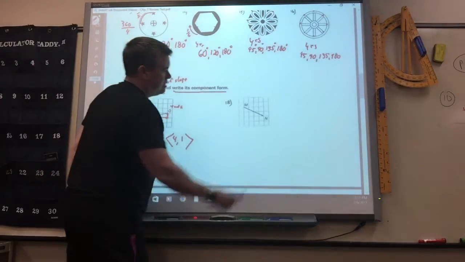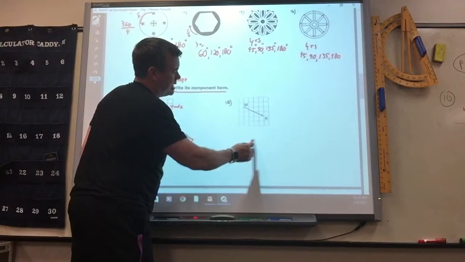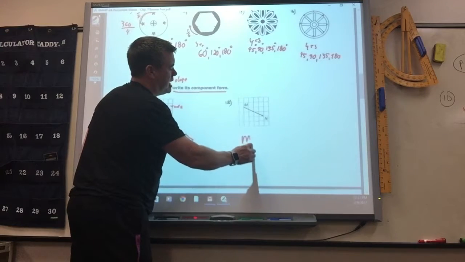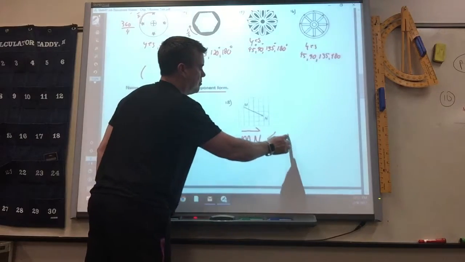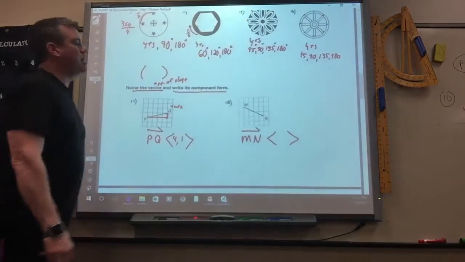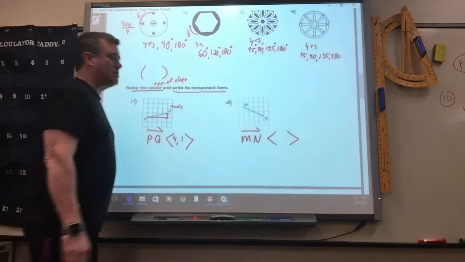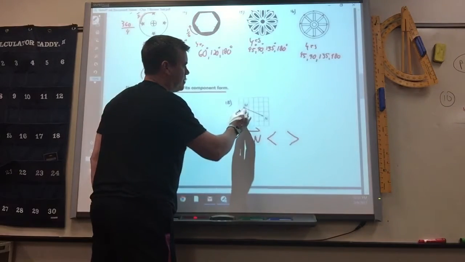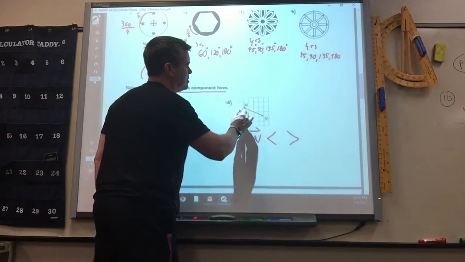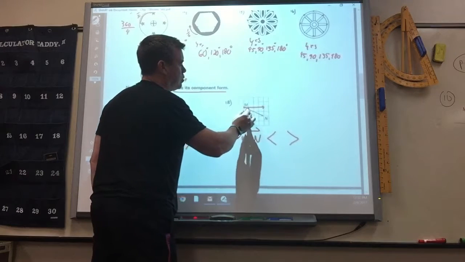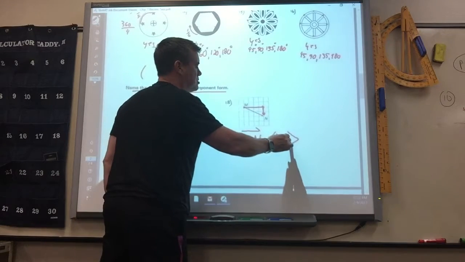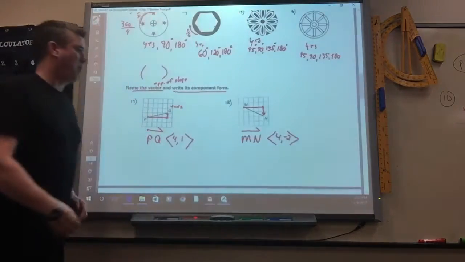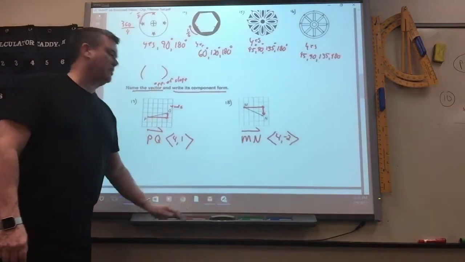So on 18, the arrow is on the end, so that's where it ends. So you put the M first. And then the way you get from M to N, start at M, and remember you go side to side first. I go right 1, 2, 3, 4, and then down 2, so it's -2.